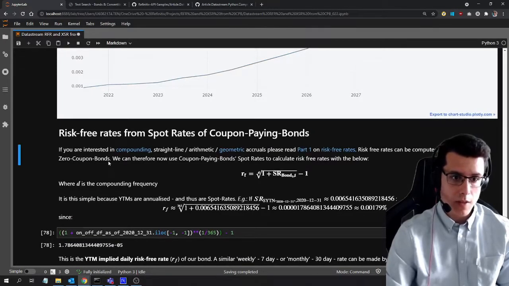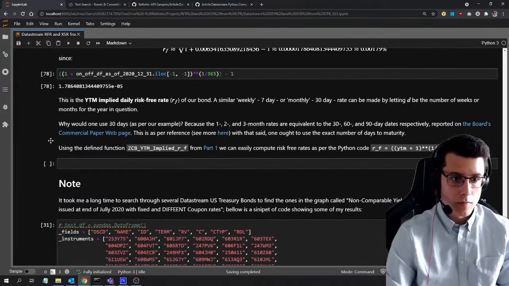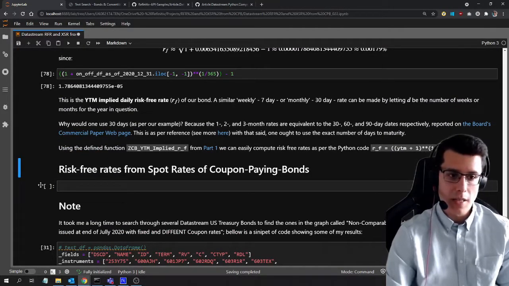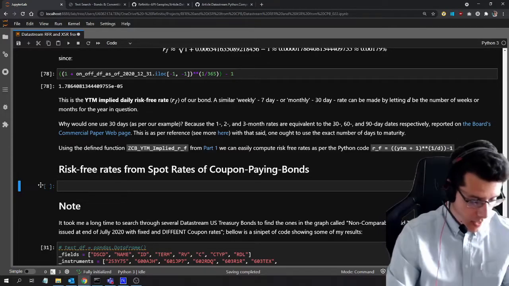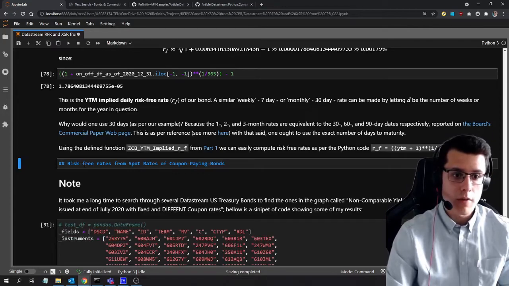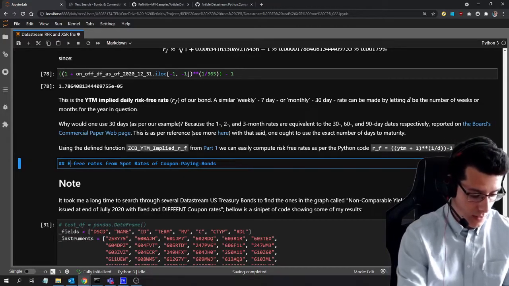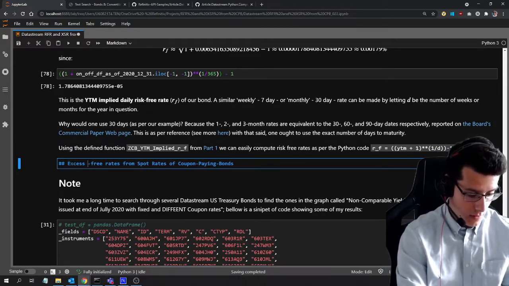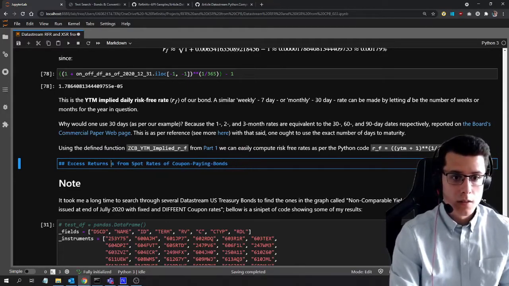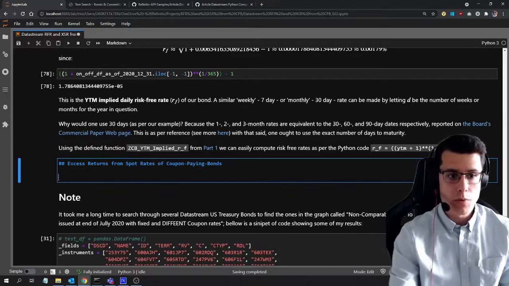Now let's have a look at... So I pressed C, by the way, on the cell, and V to paste it, C to copy, V to paste, D to delete. So now we're not looking at risk-free rates, but excess returns from spot rates. Beautiful. Right.